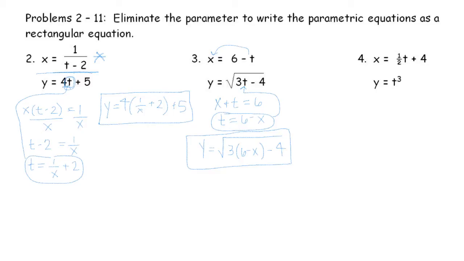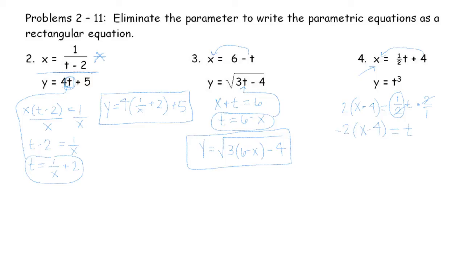Same idea again, and I'm going to rearrange this top equation. And so I'm going to subtract 4 over. So I have x minus 4 equals 1/2 t. And I do need to divide both sides by 1/2. But remember, dividing by a fraction is the same as multiplying by its reciprocal. So I'm going to multiply this side over here by 2 over 1, or just 2. And notice those 2's are going to cancel. So I have 2 times x minus 4, and that is equal to t.